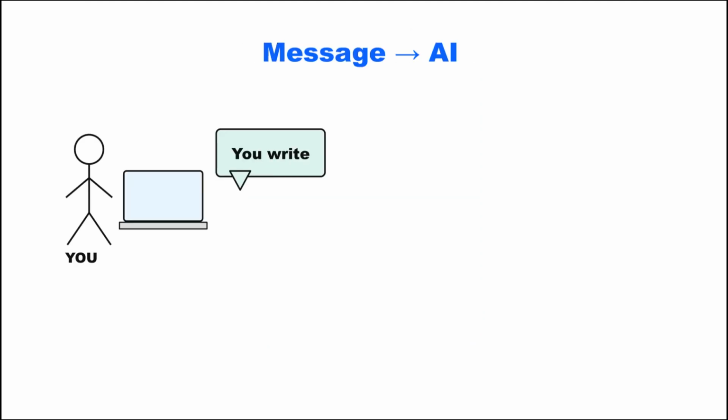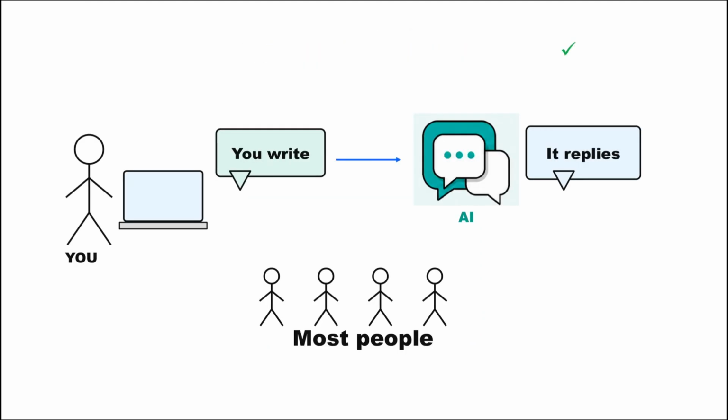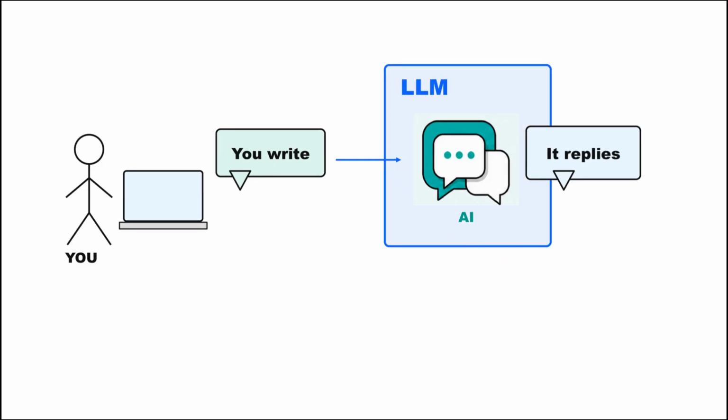Chatbots. You write a message to the AI and it writes back. That is the simplest way most people use AI. But behind many modern chatbots is something called an LLM, or large language model. The chatbot is the face. The LLM is the brain behind it.